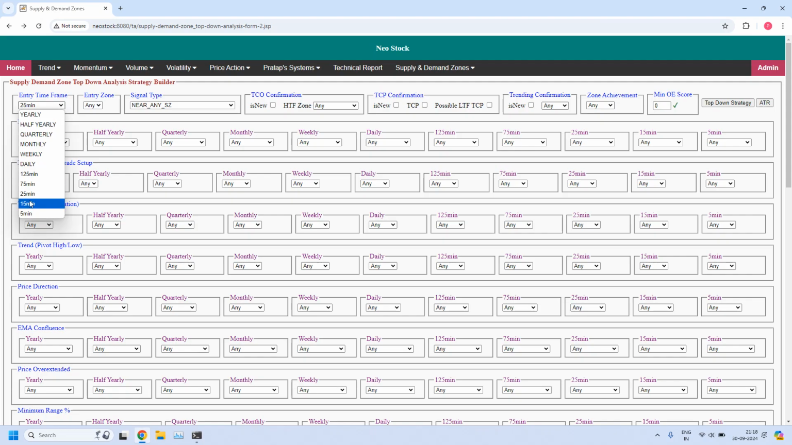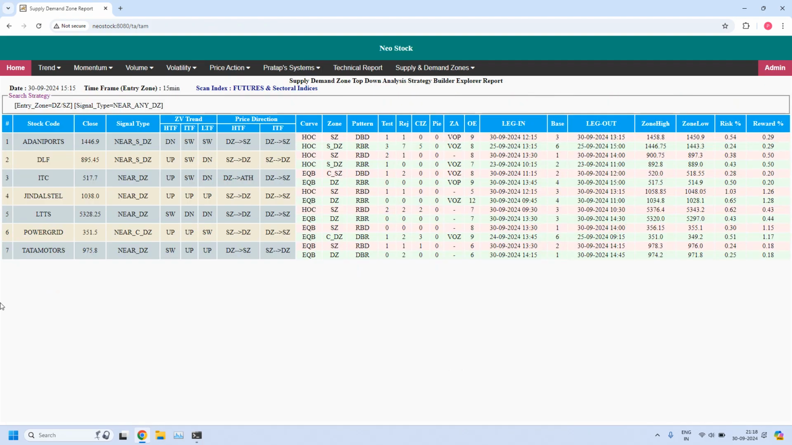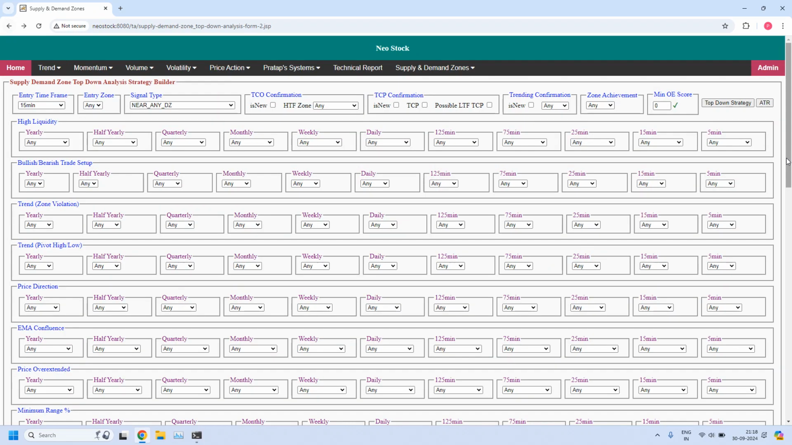Next for 15 minutes time frame, let us find the stocks near 15 minutes demand zone. 7 stocks are filtered. Let us identify any of these zones are having a 75 minutes zone confluence, that is ITF confluence. That means 15 minute zone should be part of the 75 minute zone. Let's find any of these stocks are available.